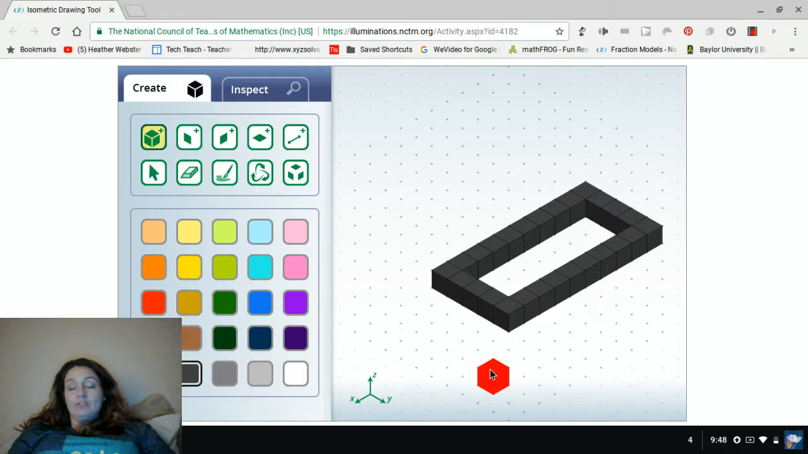Or I could use the formula perimeter equals 2 times the length, because there's 2 lengths, plus 2 times the width, because there's 2 widths. So 2 times 10 is 20, plus 5 times 2 is 10. So the distance around my shape right here should be 30. Okay? I'm going to go ahead and fill in the inside.